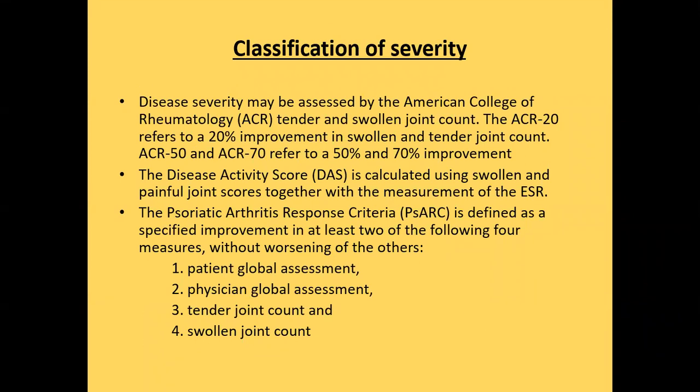Classification of severity is assessed by the American College of Rheumatology, ACR, tender and swollen joint count. The ACR 20 refers to a 20% improvement in swollen or tender joints. ACR 50 or ACR 70 refers to 50 to 70% improvement. The disease activity score is calculated using swollen and painful joint scores together with measurement of ESR. The psoriatic arthritis response criteria is defined as specified improvement in two of the following four key measures: patient global assessment, physician global assessment, tender joints, and swollen joints.